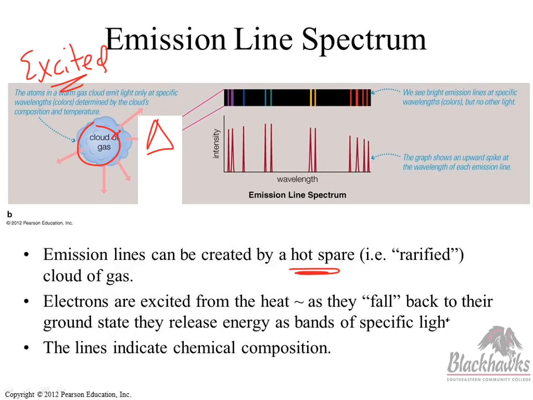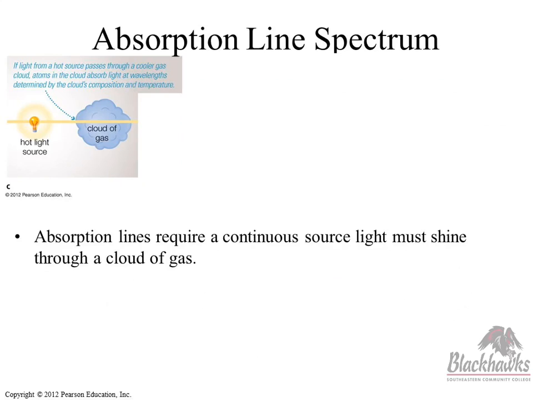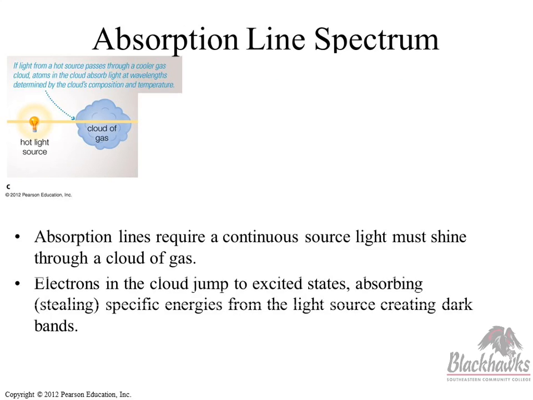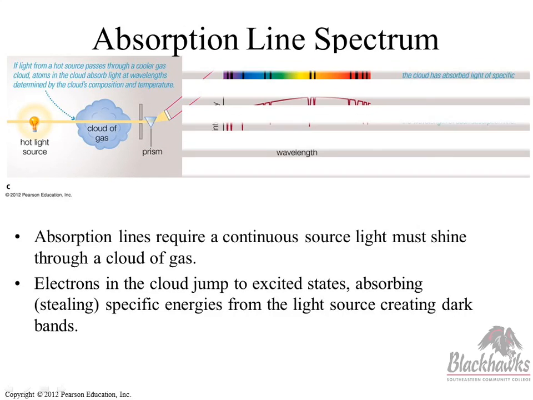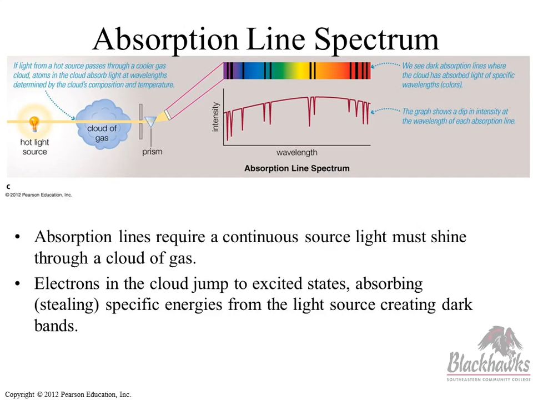They were excited by heat. So Kirchhoff's last law, his third law, says, well, on the way up, as electrons are excited, they can suck up particular energies characteristic of the electrons around the atoms. And so we get these dark line spectra.